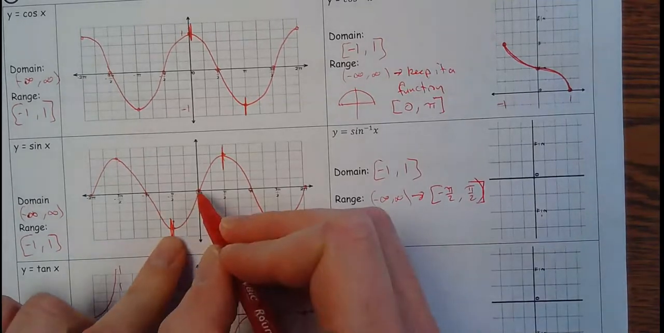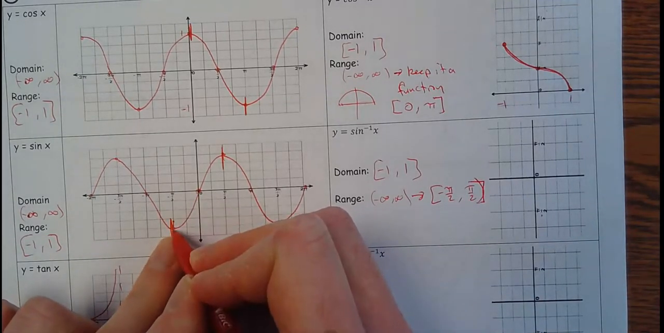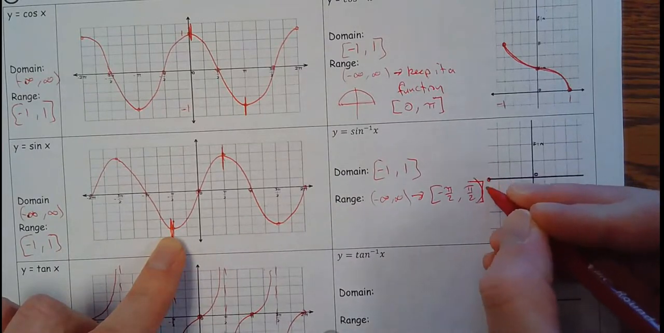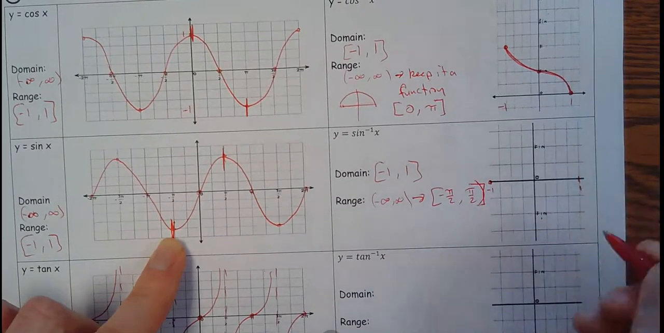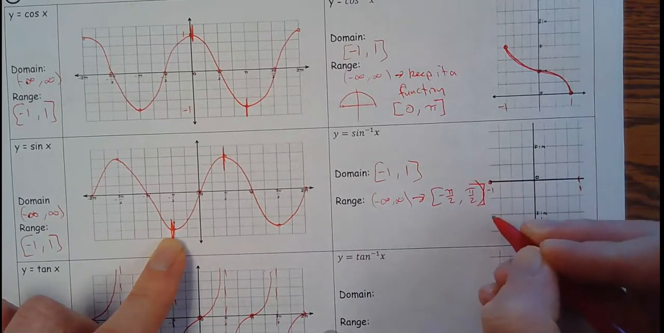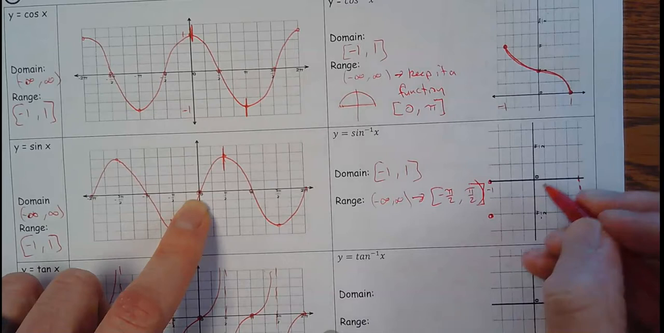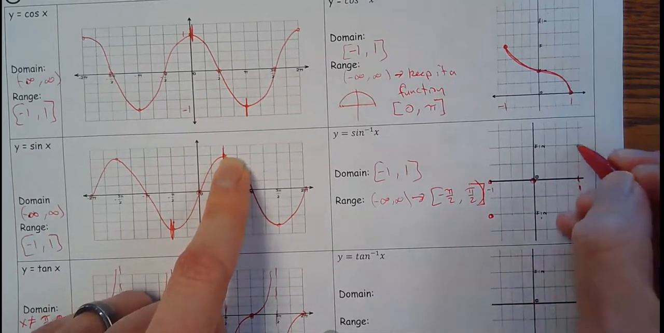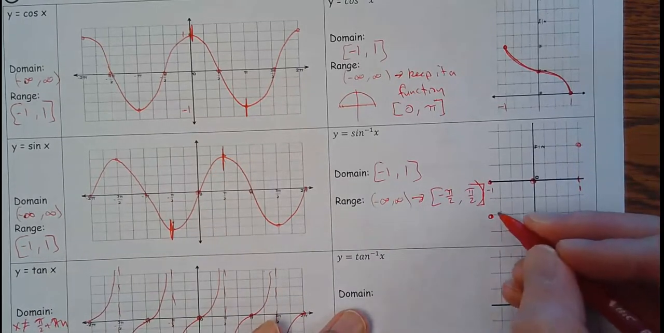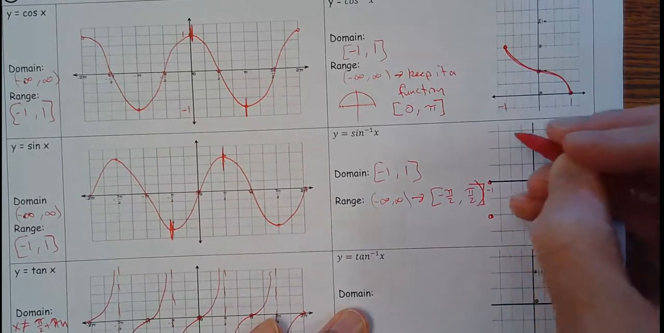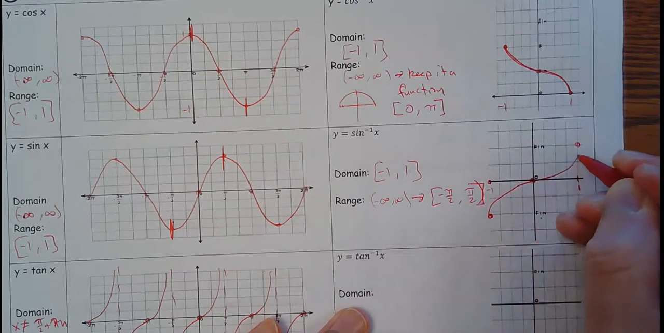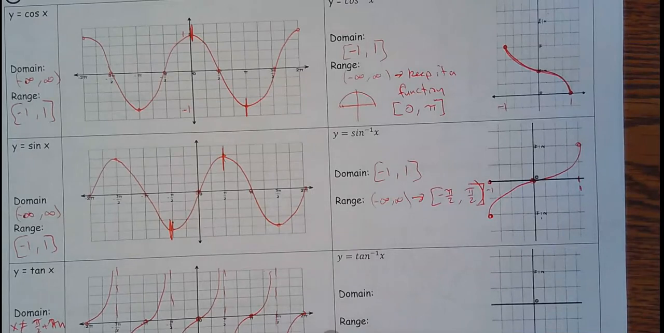So -pi over 2, -1. We'll say this is -1 right here, and this is +1. So this would be -1, -pi over 2. 0, 0. Pi over 2, 1 becomes 1, pi over 2. And think of it as the curve's going up like this, so it would come down through there and look something like that. So that's what the inverse sine looks like.